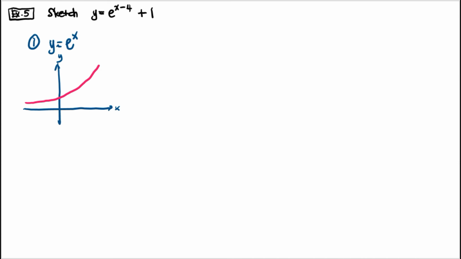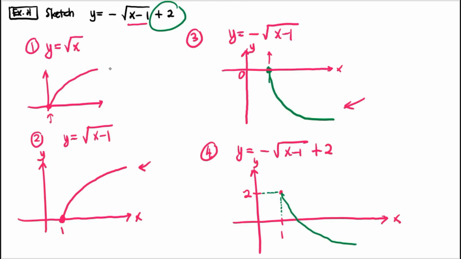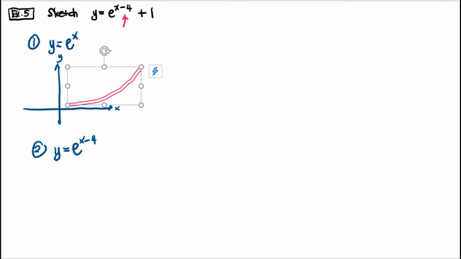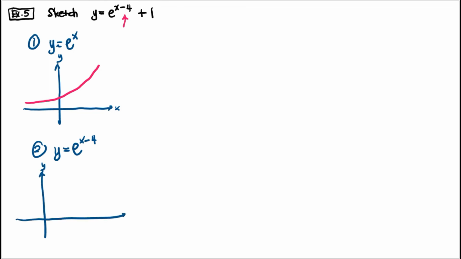But now your exponent is shifted to the right by 4 units. So e to the power of x minus 4. This means that we shift this graph to the right by 4 units. So you bring this one 4 units to the right, something like this. So we have, this is y and this is x.